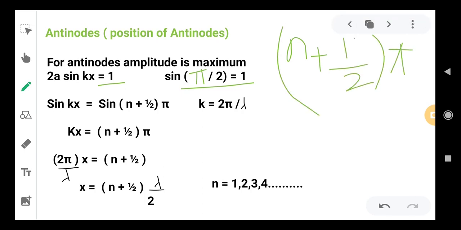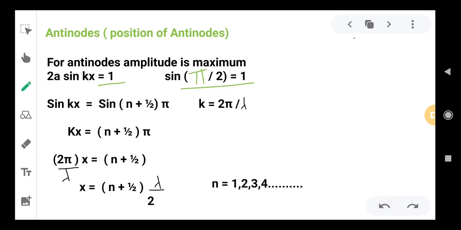When we put n equals 1, pi by 2, sin 90 degrees is 1. When n equals 2, 3 pi by 2, that is 270 degrees, and again the value is 1. So they can be written in the form of n plus half of pi.